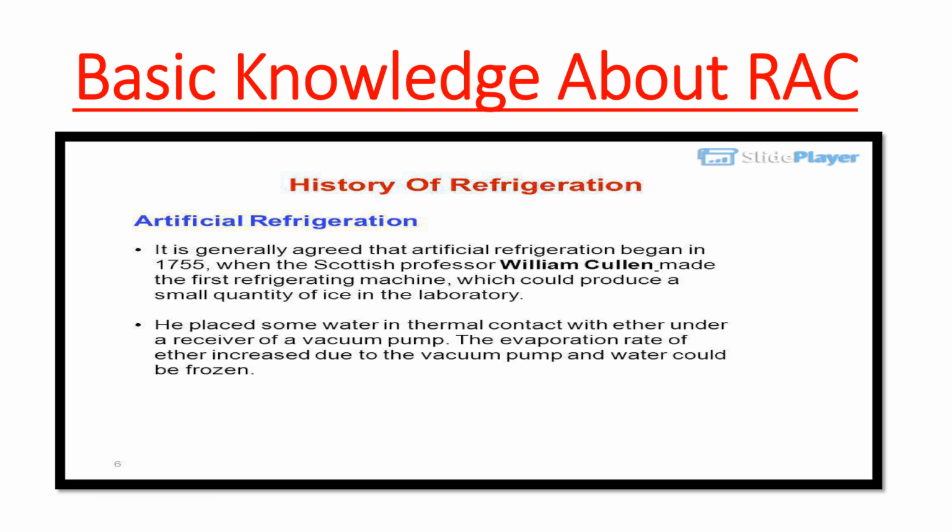History of refrigeration. Artificial refrigeration. It is generally agreed that artificial refrigeration began in 1755, when the Scottish professor William Cullen made the first refrigerating machine, which could produce a small quantity of ice in the laboratory. He placed some water in thermal contact with ether under a receiver of a vacuum pump. The evaporation rate of ether increased due to the vacuum pump and water could be frozen.